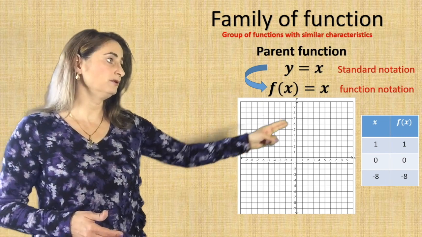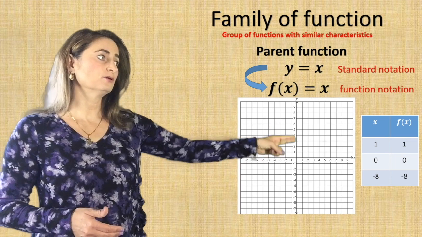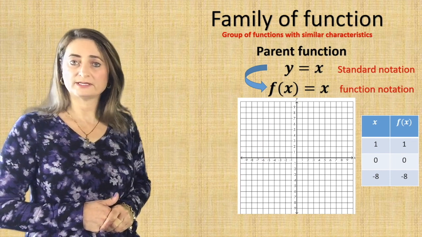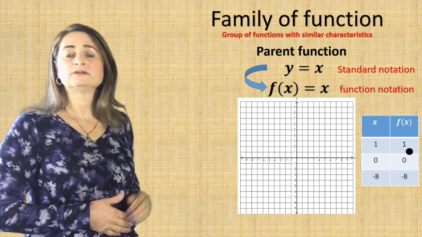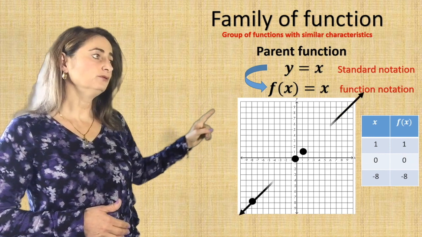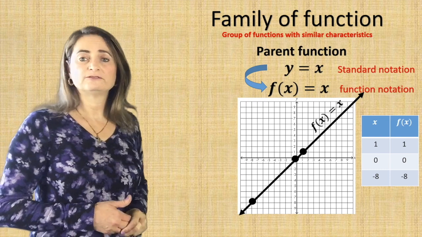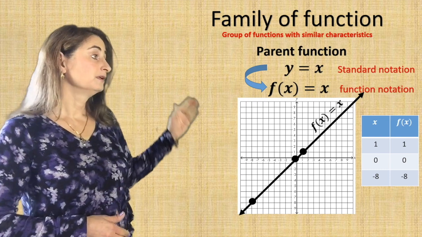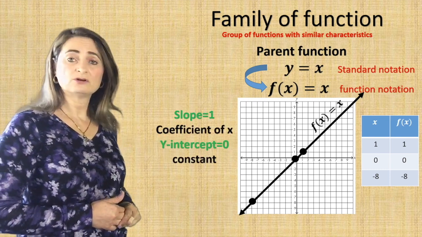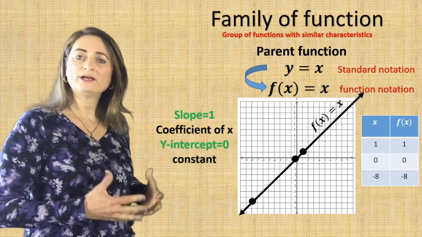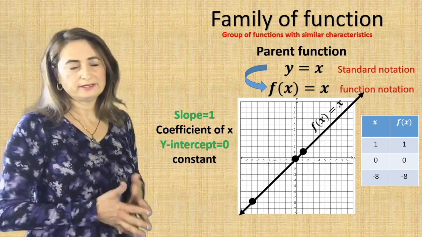So when x is 1, y is 1, x is 0, y is 0, x is negative 8, y is negative 8. Plot them, then draw a line through it. That's the original or the parent equation. The parent function f of x equal x has a slope of 1 because the coefficient of x is 1, and the y-intercept is 0 because you're not adding anything to it.